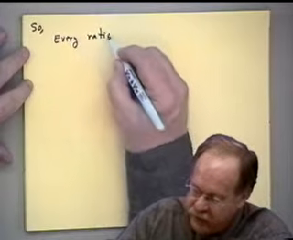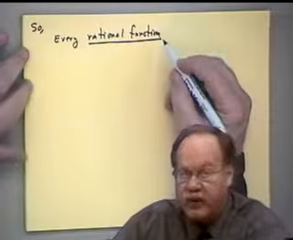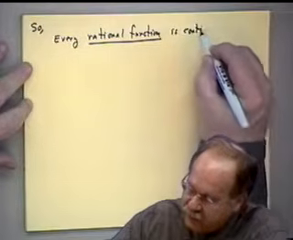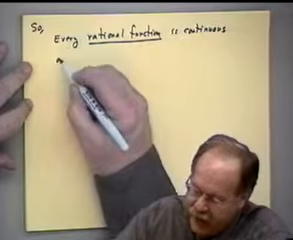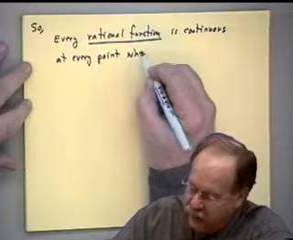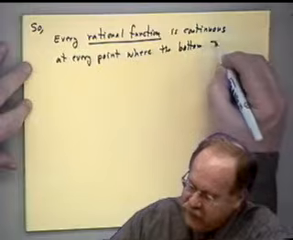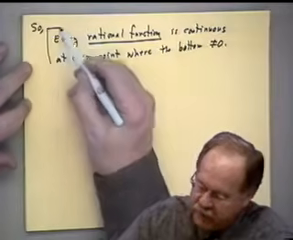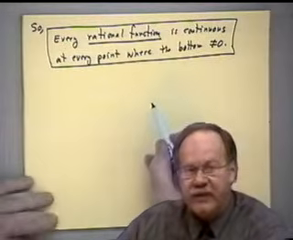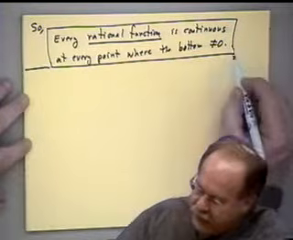Every rational function, and a rational function, remember, is simply the quotient of a polynomial over a polynomial. Every rational function is continuous at every point where, well, let's see, where the bottom is not 0. Of course, it's a quotient. That is the only issue with a rational function. Find out where the denominator, or the bottom, is 0, and you've discovered where the function is discontinuous. Let's look at an example.